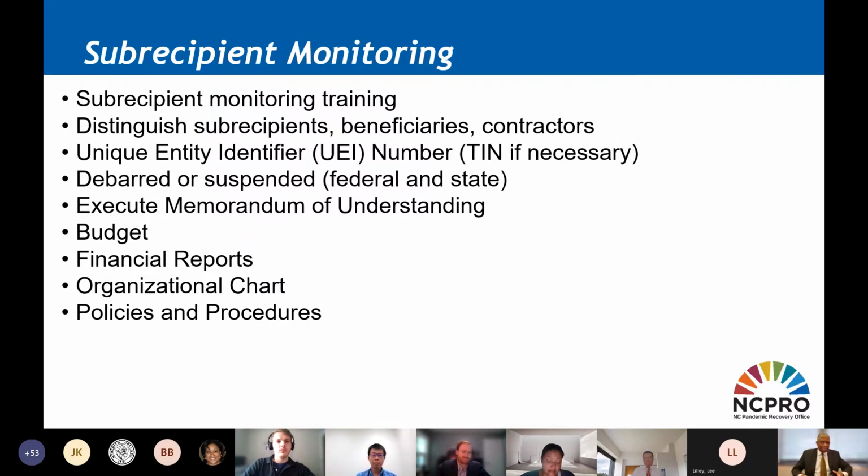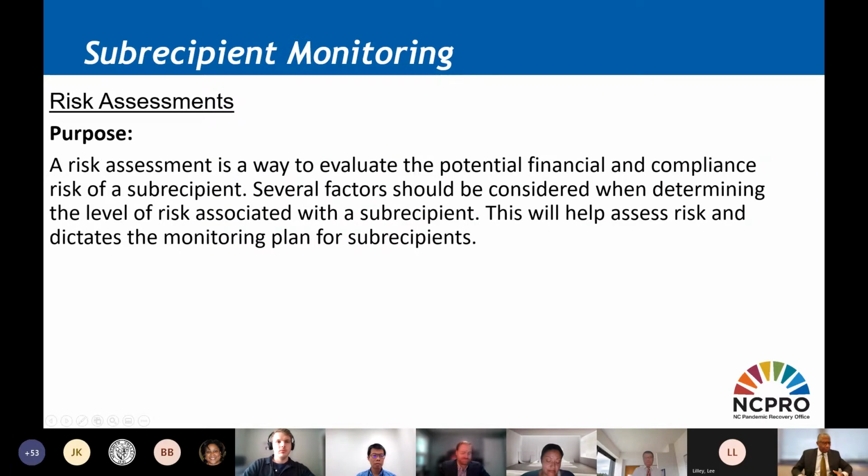Okay, let's move to the next slide. And we'll move to the first, I would say, determinant of where we go with our subrecipient monitoring. The risk assessment, if you remember on one of the earlier slides, is that we have to do some evaluation. And the risk assessment is the means by which we do that evaluation, and it also has a great bearing on how we do our subrecipient monitoring.